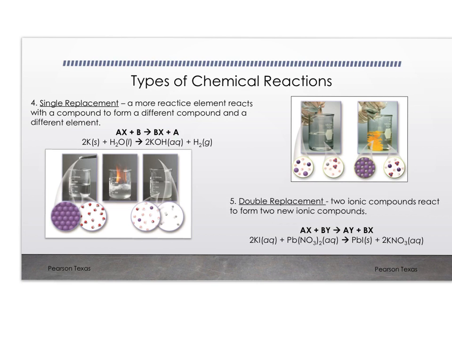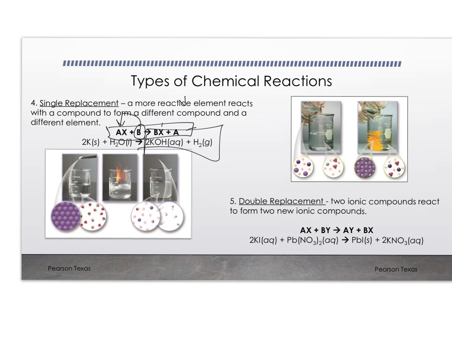So the last 2 types of chemical reactions are a single replacement and a double replacement. In a single replacement, a more reactive element reacts with a compound to form a different compound and a different element. So it's pretty much 1 ion or 1 element is going to replace another within that compound. So in this skeleton equation, element B is going to displace element A, so now BX can form a compound and A is now all by itself.